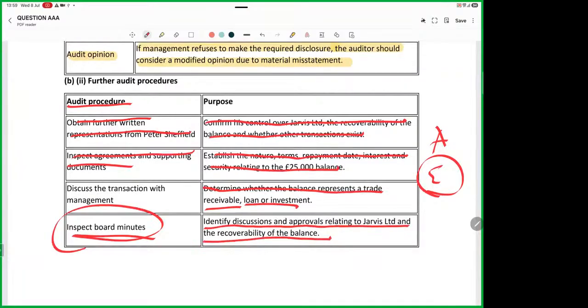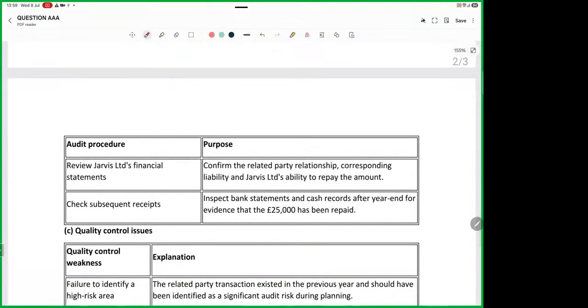Review Jarvis Limited's financial statements. Is this company still really a going concern? Confirm the related party relationship, the corresponding liability, and Jarvis Limited's ability to pay the amount. Ladies and gentlemen, especially if it is a public company, the financial statements are available. Check subsequent receipts: inspect bank statements and cash records after year end for evidence that this has been repaid.